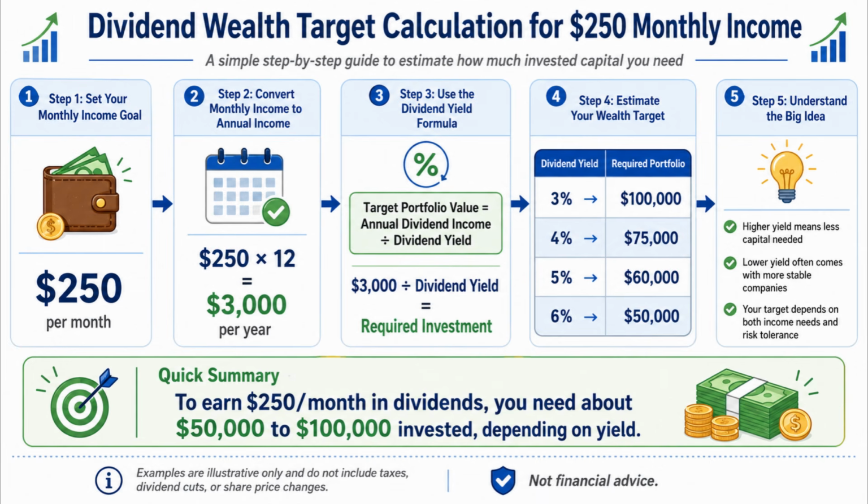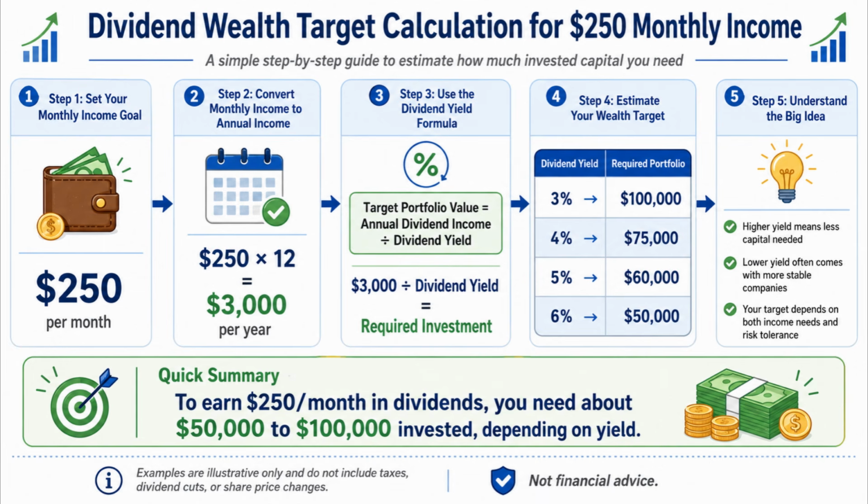First, set your monthly dividend income goal. In this example, the target is $250 per month. This means you are aiming to receive $250 each month from dividends, without depending only on selling investments.